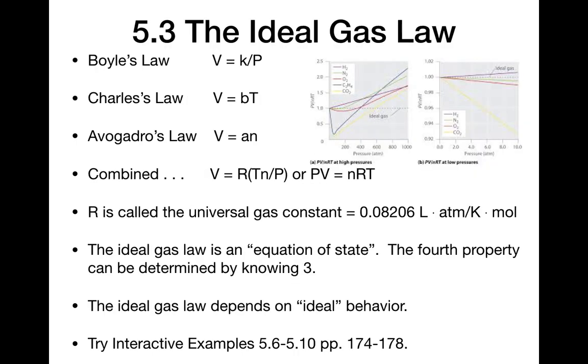So mathematically, we have V equals k over P, and V equals bT, and V equals an, which combined gives us PV equals nRT.